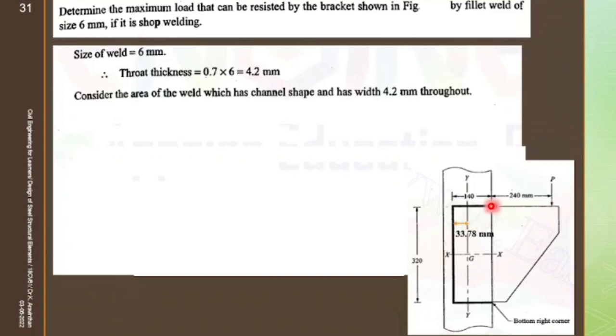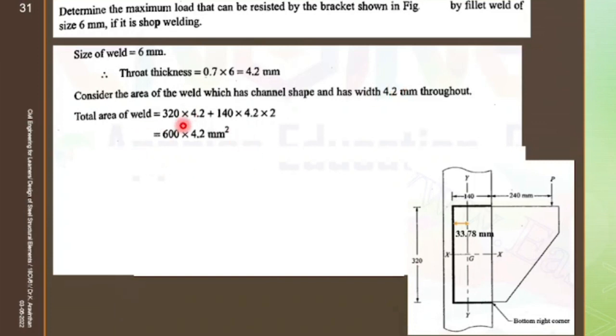Do you see the C shape of weld? So this is a channel shape weld. They have provided a C shape weld throughout with a throat thickness of 4.2. So what is the total area of the weld? How to find area? Length of weld into 4.2. Length of weld is 600 into 4.2, which will be 2520. That will be your total area of weld.